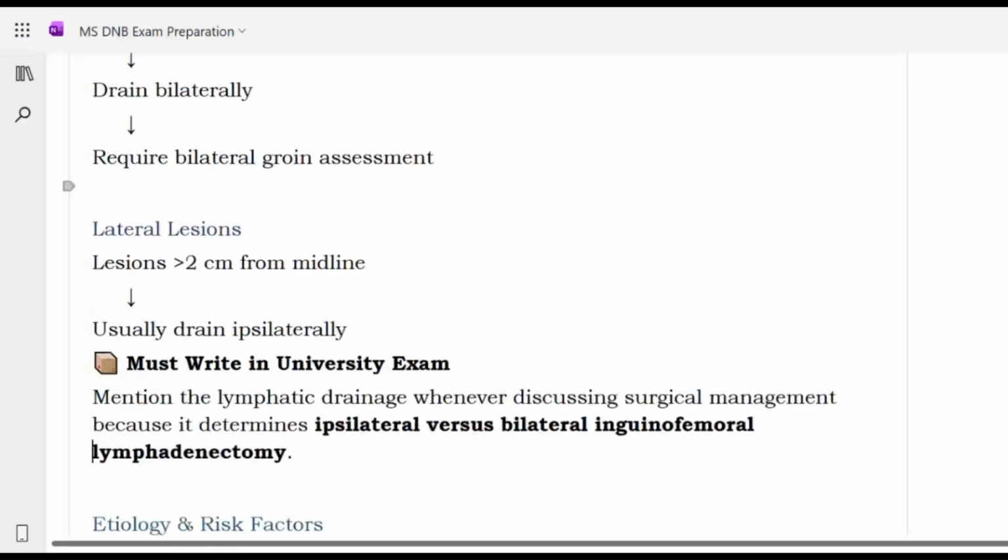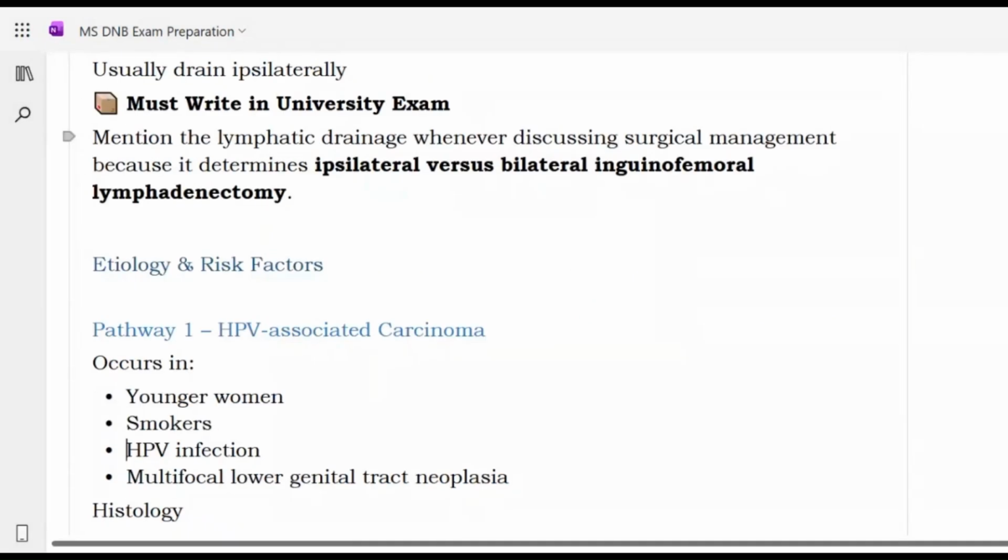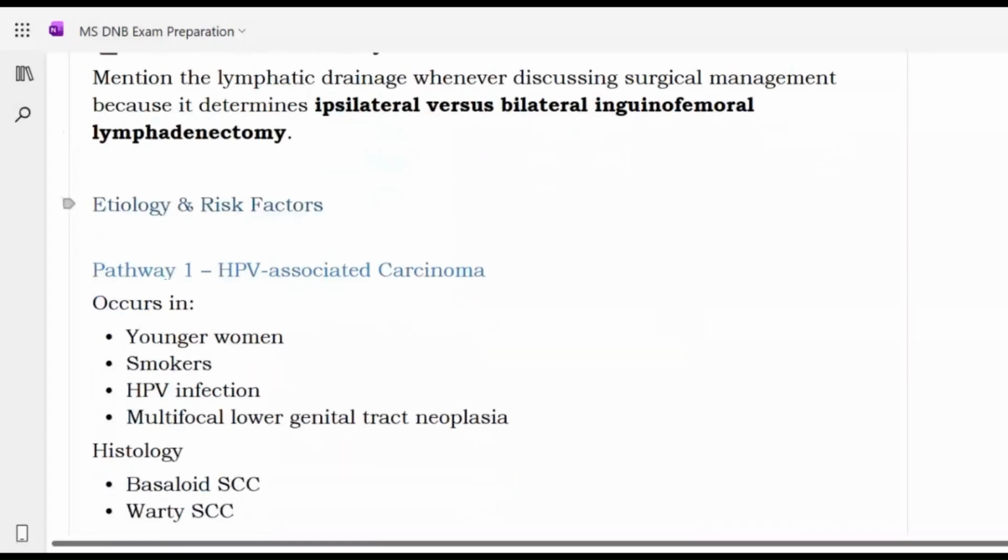If your lesion is situated laterally, that means the lesion is more than 2 centimeters lateral to the midline, then usually they drain ipsilaterally. So ipsilateral groin lymph node dissection is sufficient. Okay. Then coming to the etiology and risk factors, we have seen two different etiologies. One was HPV associated and the second was HPV independent, which is associated with Lichen sclerosis, LS.